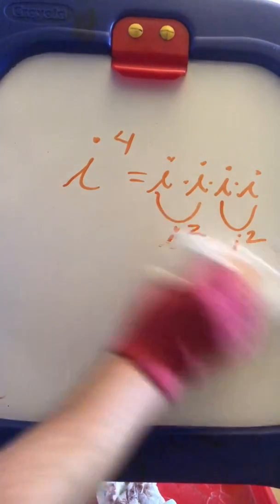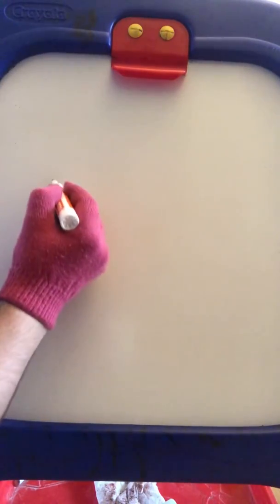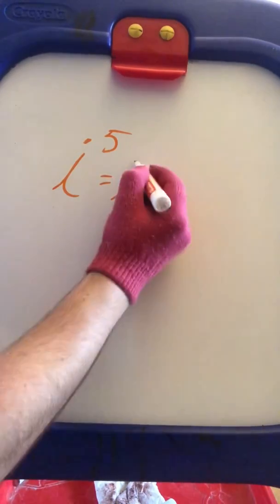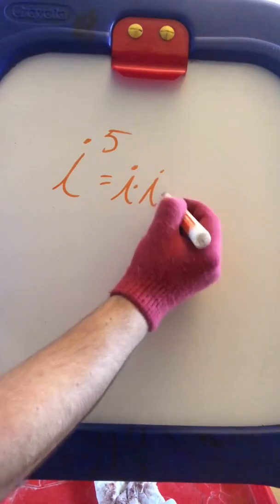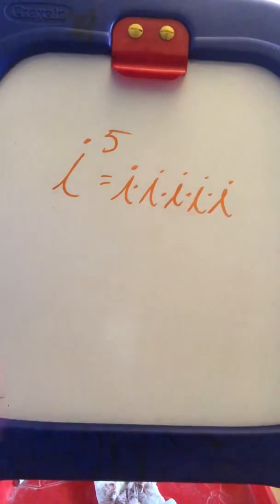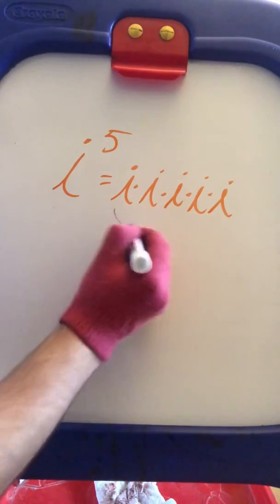Now, you can look up an easier way to do it, which there are. I'm not going to tell you. Or you can just pair them up. So for example, let me do one more real quick. Let's say I do I to the 5th. You can just write it out. I times I, 5 times.